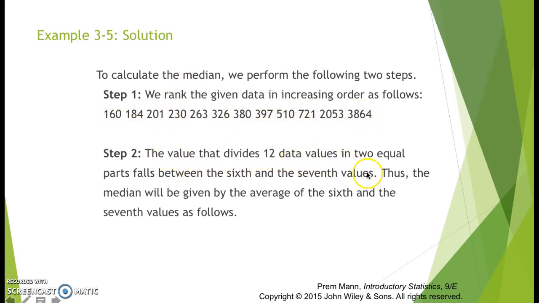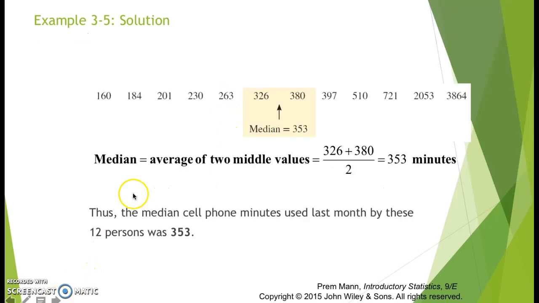Now, we need to do a little bit of work here because now there are 1, 2, 3, 4, 5, 6, and 1, 2, 3, 4, 5, 6. So we know that our median is going to fall in between 326 and 380. And in fact, it'll be halfway between those two. We do that by adding them and dividing by 2. And we find out the median is 353 minutes.